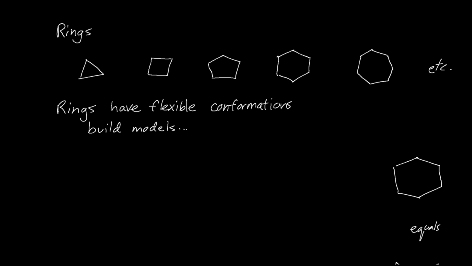So rings, this would be a cyclopropane because it has 3 carbons, 1, 2, 3. 4 carbons, cyclobutane. So you just put the word cyclo in front. Cyclopentane we've seen. Cyclohexane. Cycloheptane.